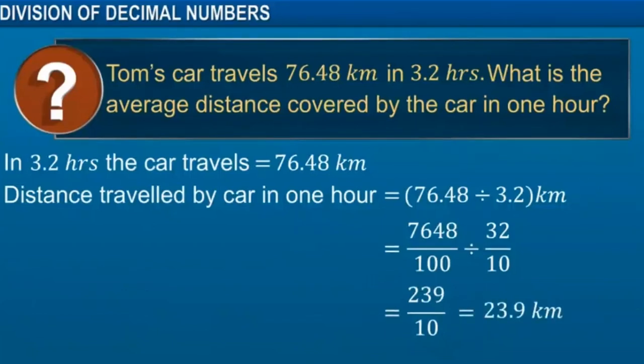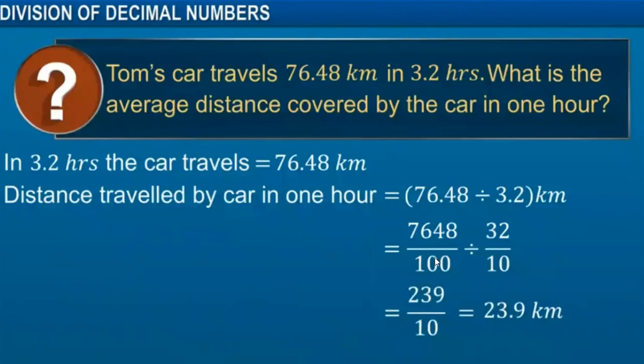Therefore, the distance covered in 1 hour is the average distance. So here, 76.48 divided by 3.2 kilometers. Both are decimal numbers, so we are converting the decimal numbers to fractions. To convert decimal numbers to fractions, we look at how many digits there are after the decimal point. So that is 2 digits, so we can write it by 100. Now here the decimal 3.2: after the decimal, that is 1 digit. So that is by 10.